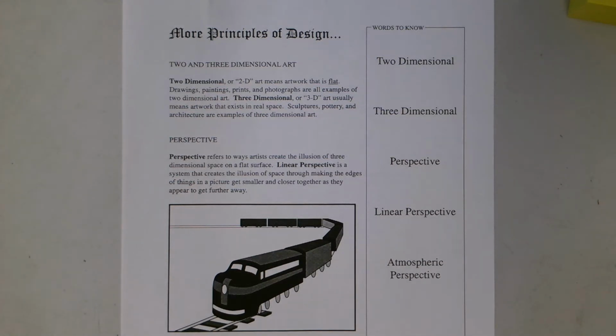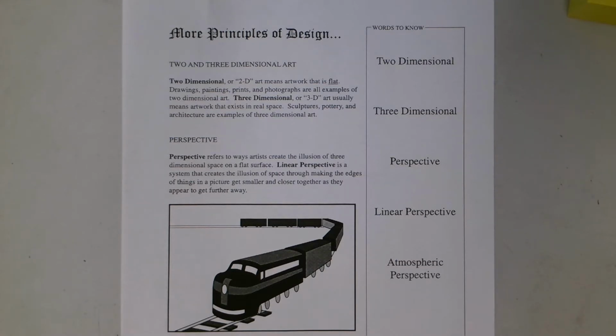Okay, this is probably one of the easiest ways to make art as realistic as possible: through perspective. There's two-dimensional, three-dimensional perspective, linear perspective, and atmospheric perspective that we're going to talk about today.